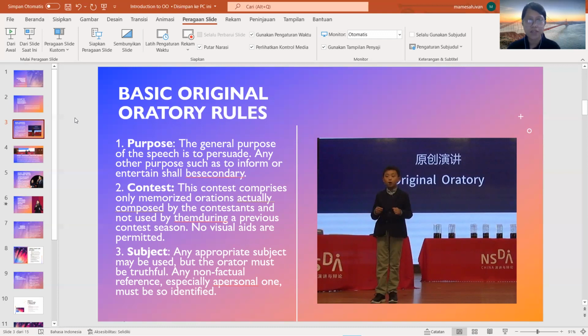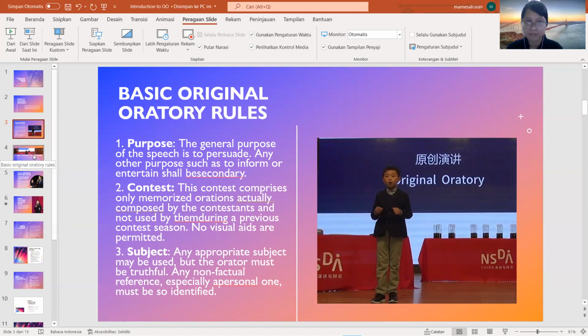And thirdly, the subject. Any appropriate subject may be used, but the orator must be truthful. Any non-factual reference, especially a personal one, must be so identified. So it's actually a little bit okay to use a personal reference, but don't make your personal reference a fact or a basis to judge something. If you want to make it an example, just to tell people that you experienced this, it's fine, but don't make it the sole parameter in informing the judges regarding that.